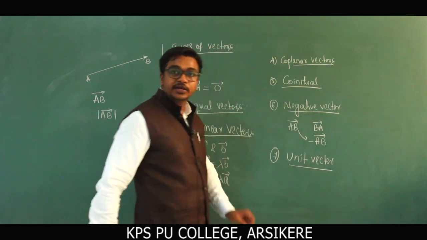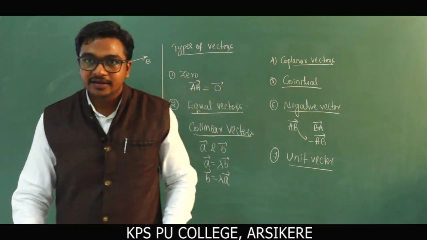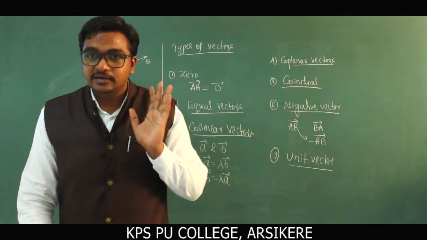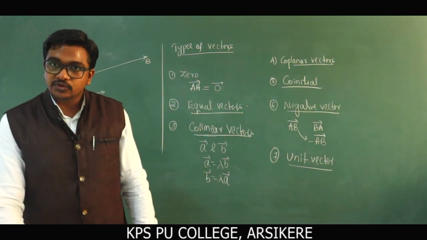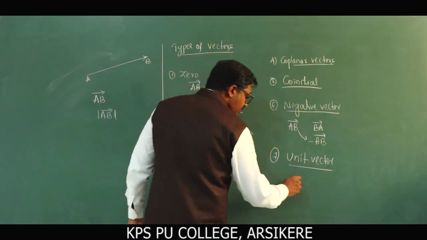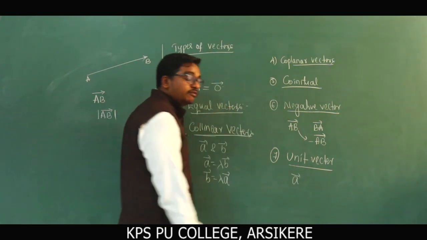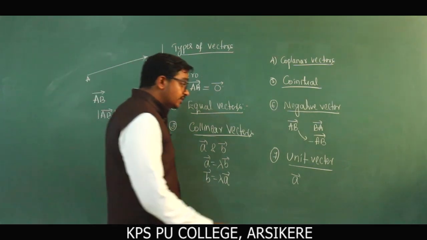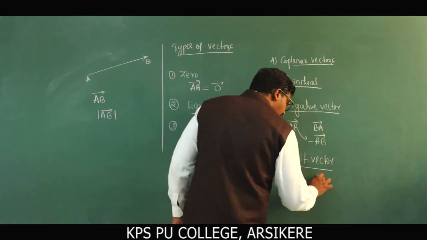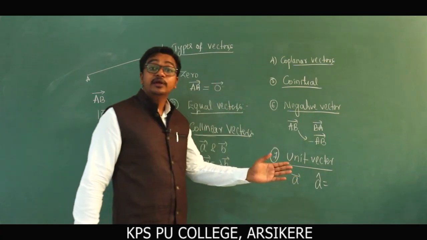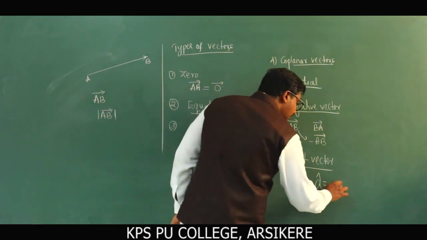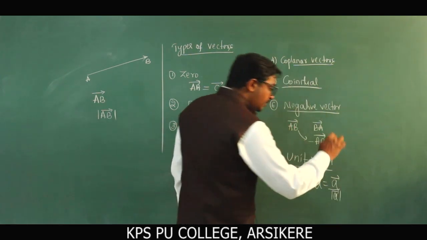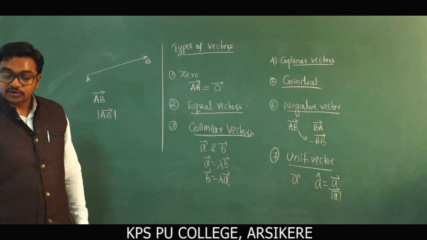Another type of vector is called the unit vector. Just observe the word unit, it means one. A unit vector means a vector whose magnitude is 1. Suppose A is a vector, then the unit vector in the direction of vector A is denoted by A cap, which is defined as vector A divided by the magnitude of vector A.